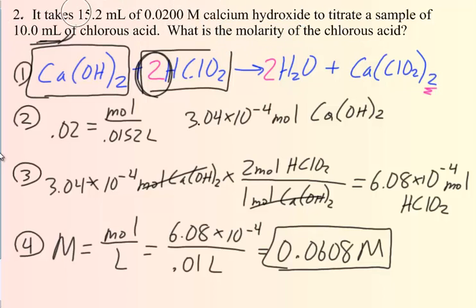Again, looking at the significant figures for our problem, just going back up here, we have 3 significant figures here, we have 3 significant figures here, we have 3 significant figures here. So again, they're all the same, but you would choose the lowest number of significant figures, which is 3. So our answer has 3 significant figures.